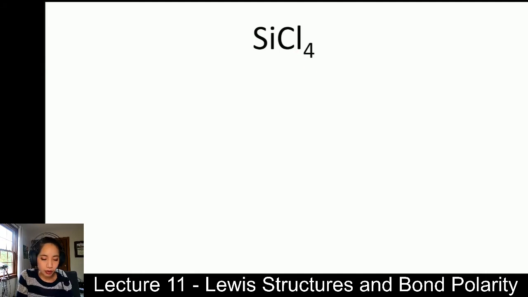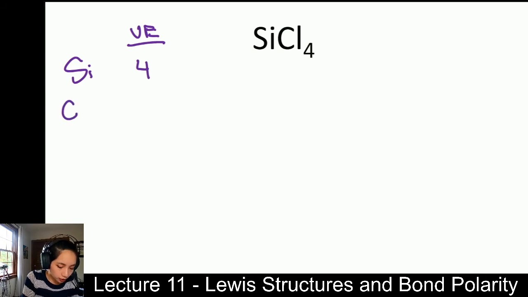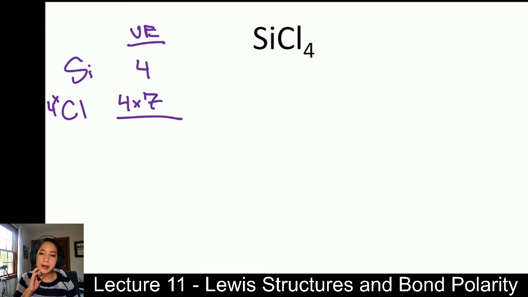So we're going to do the same thing. We're going to count valence electrons here. So silicon, if you look at our periodic table, it's in group 4A. So it has 4 valence electrons. Chlorine, and there's 4 of them. Chlorine is in group 7A. Okay, so there are 7 valence electrons, but then there's 4 chlorines. All right, and so if you add that up, 28 plus 4 is 32. We have to place 32 valence electrons.